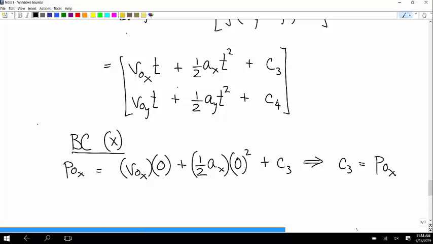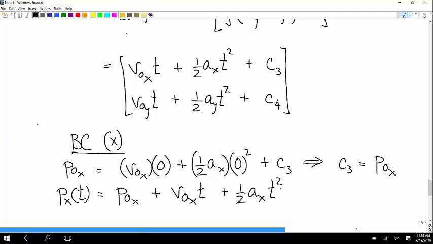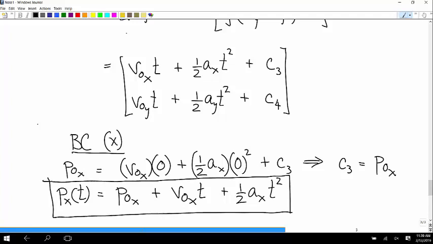And now replace that in the function. And px as a function of time is equal to p0x plus v0x times t plus 1/2 ax t squared. And notice that that function looks exactly like the one-dimensional case, except now everything that's a vector, we're using the x components, because we have x and y components for each of these quantities.